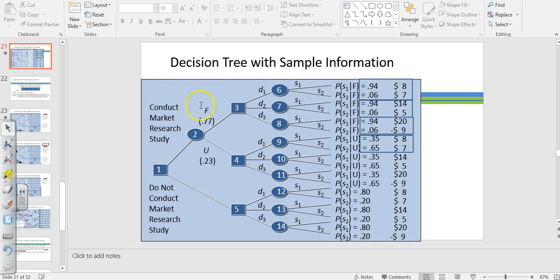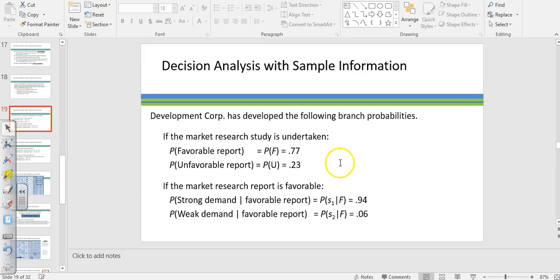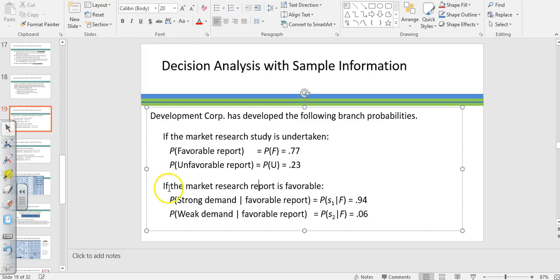Let's go back here so you see where I'm getting all this from. Remember, the favorable report, 77. If the research study is undertaken and the market research report is favorable, then the state of nature of strong demand is 94%. Before, we didn't consider whether there was a market research study or not. We just said, is it strong demand or weak demand? Now we have to say, first of all, are we dealing with a favorable report or an unfavorable report? So if favorable, strong demand will be 0.94. If favorable, weak demand will be 0.06.